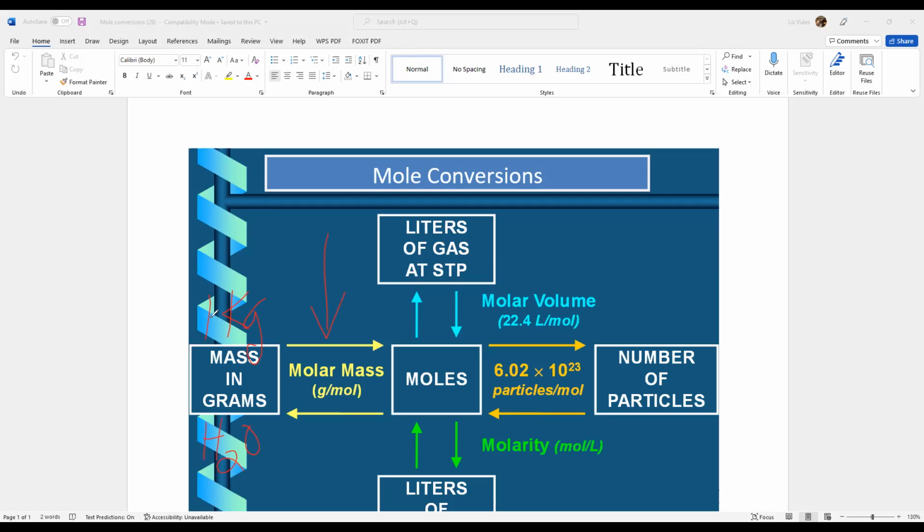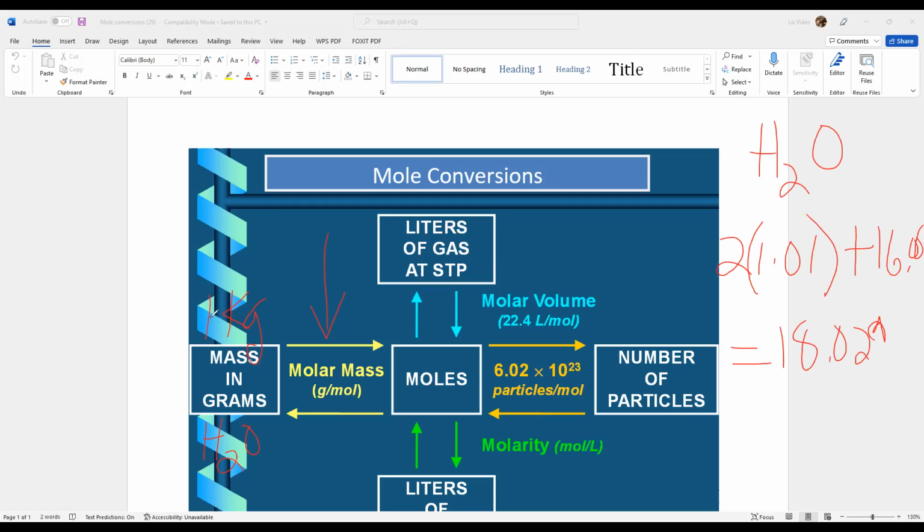Remember how to calculate molar mass? We did it earlier. We look at the periodic table. It is H2O. So it's going to be 2 times 1.01 plus only one of those, so 16.00. The answer is 18.02 grams of water per mole of water. And there you go. That's what you have to use.